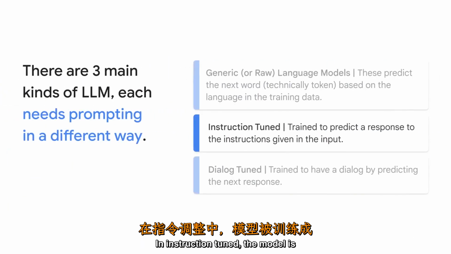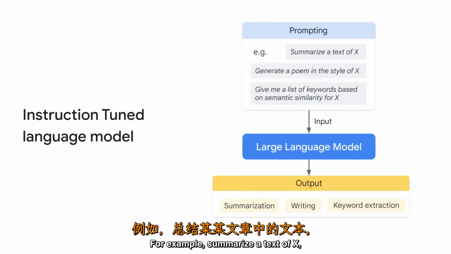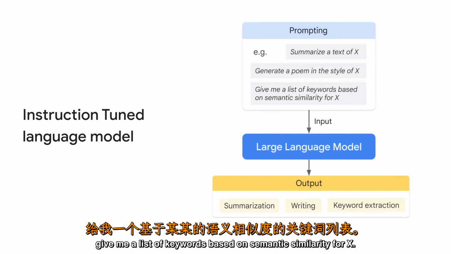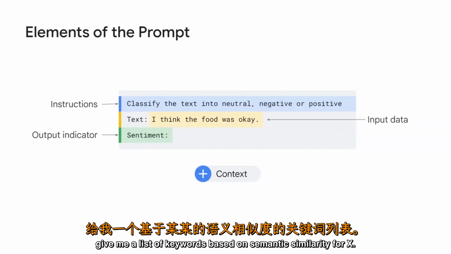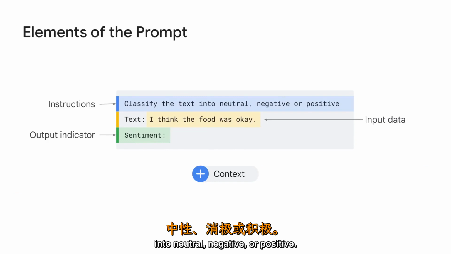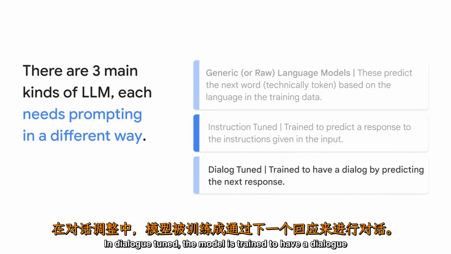In instruction-tuned, the model is trained to predict a response to the instructions given in the input. For example, summarize a text of X, generate a poem in the style of X, give me a list of keywords based on semantic similarity for X. And in this example, classify the text into neutral, negative, or positive. In dialogue-tuned, the model is trained to have a dialogue by the next response.